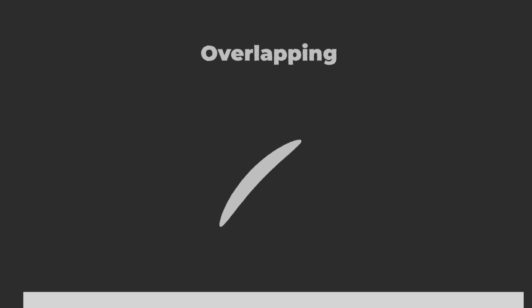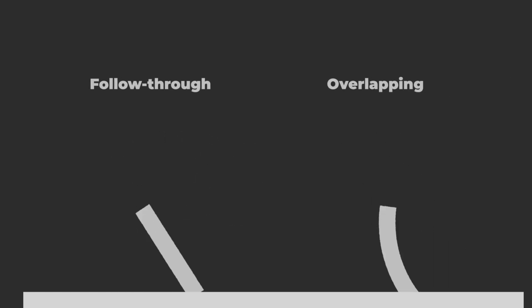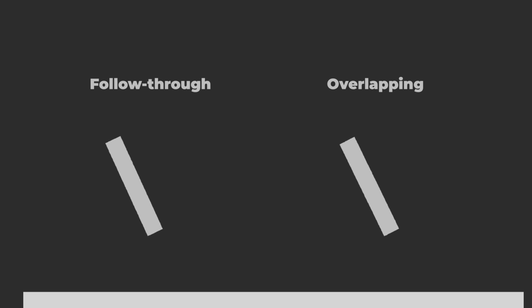Imagine a blade of grass blowing in the wind where the base moves first and the rest follows behind, giving you that wavy motion. So to sum it up, follow-through is a subtle bouncing at the end of an action, while overlapping is a delay between different elements.